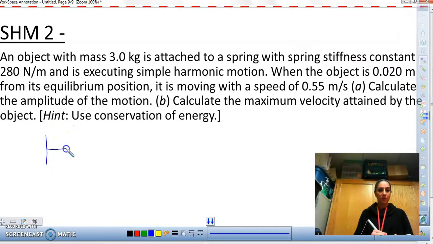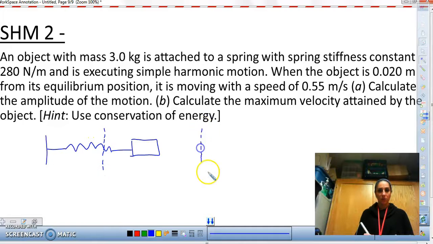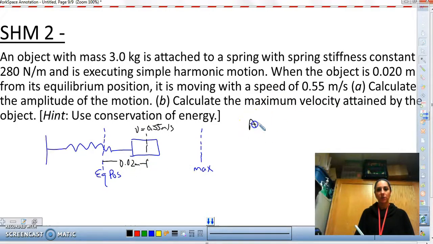So basically, if I were to diagram this, this is the equilibrium position, this is the max position, and the information they gave us was somewhere in the middle right here. So what we have is the velocity at this point is 0.55 meters per second, and we're stretched 0.02 meters from here to here. Question is, what is the amplitude and what is the max velocity?